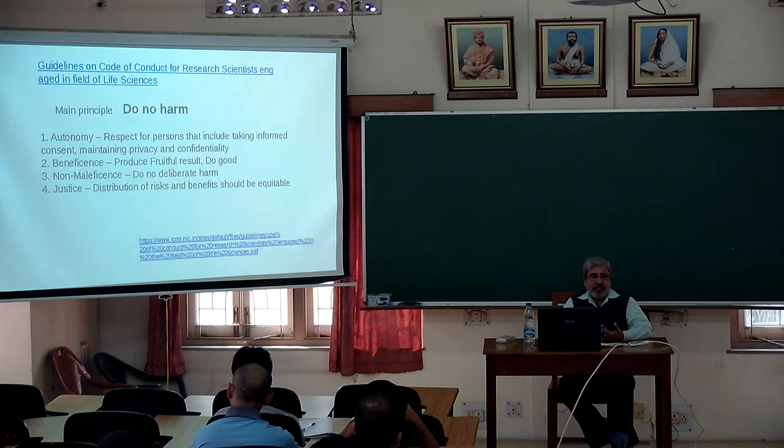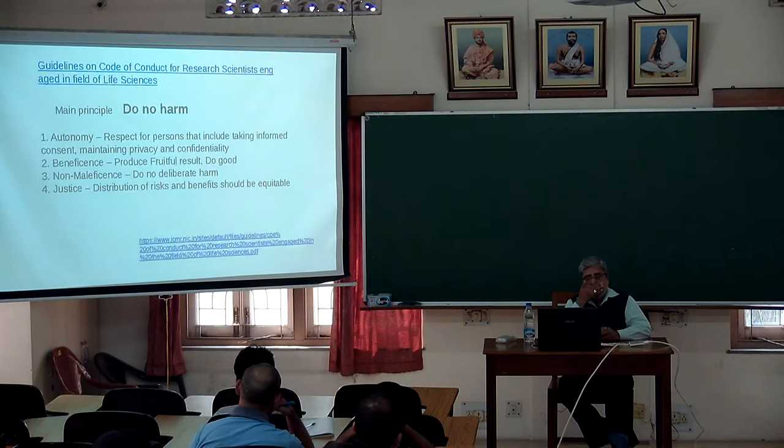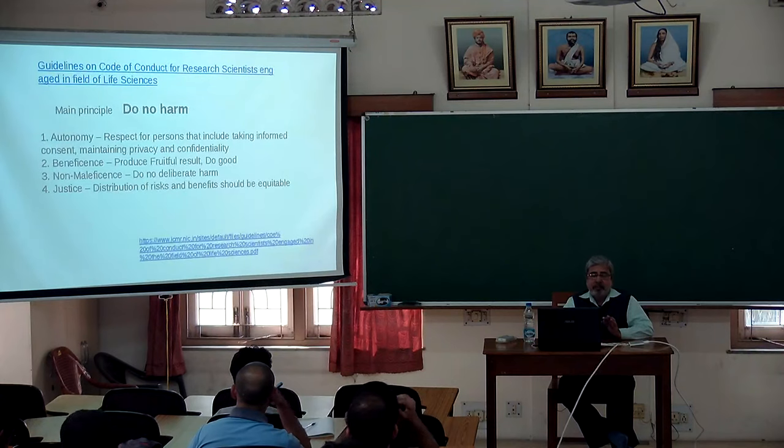In case of plants, the plants cannot talk. So what happens? Anything can be done. So naturally, the ethical code relating to plants came in a different form. I'll come to that in the last part of the lecture. Since every human being is autonomous, we have to take informed consent. Risk is to be informed, then privacy and confidentiality are to be maintained.